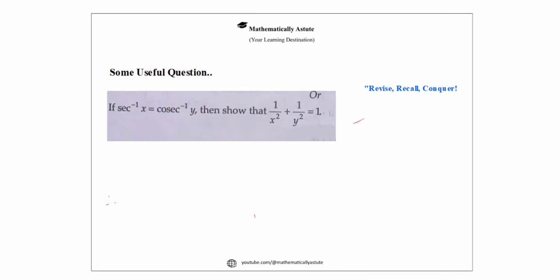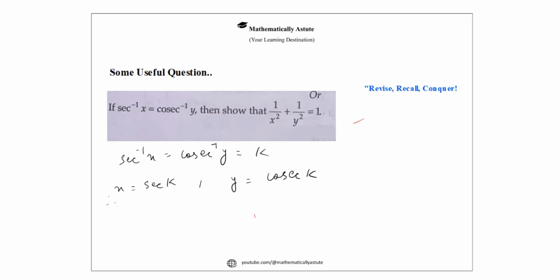so this question is about ITF. We need to prove 1 by x square plus 1 by y square equals 1, where they have given us sec inverse x equals cosec inverse y. So at first we will let sec inverse x equals cosec inverse y equals k. Then x will become sec k and y will become cosec k.